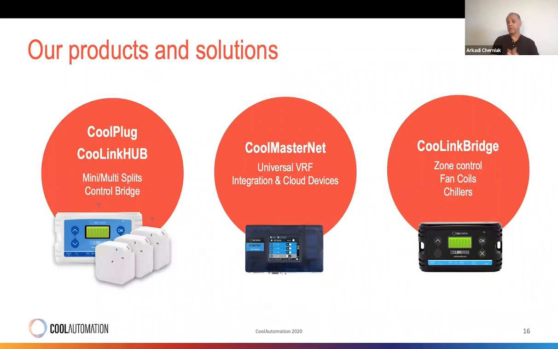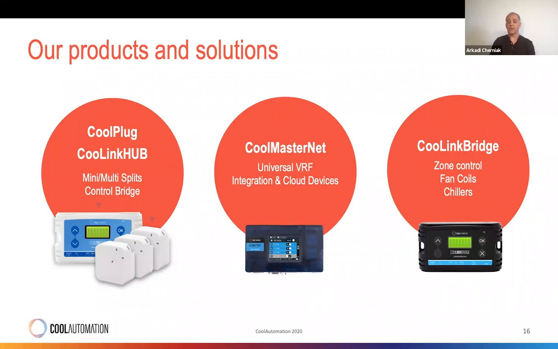The way we do that, it's by means of basically three types of integration products that we offer. These are our products. On the left side, you see the Cool Plug and Cooling Hub set. These are for mini multi-split systems. The one in the middle, this is our, I would say, flagship, the CoolMasterNet. That's the universal device to integrate with any VRF system currently in existence.